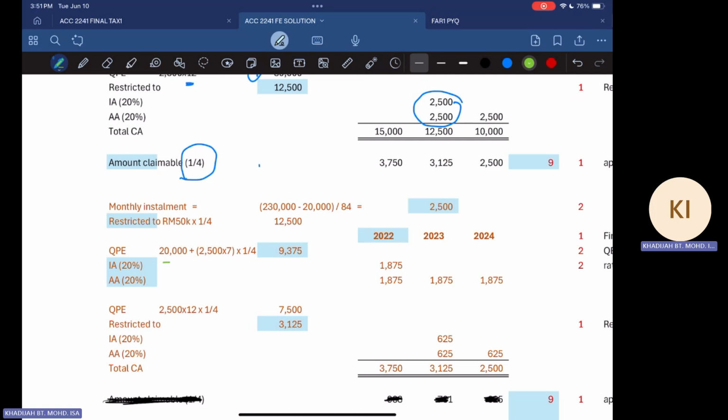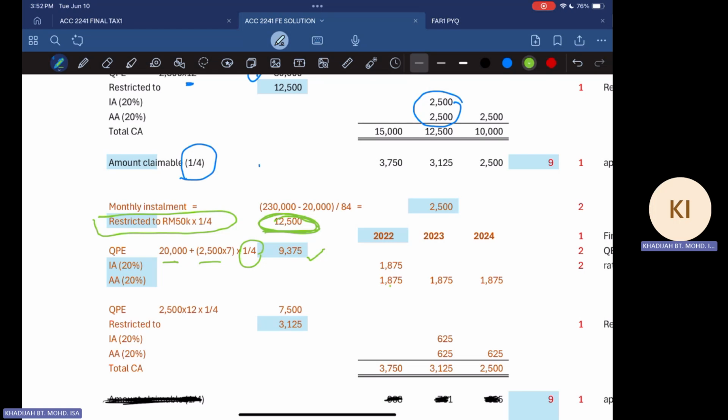So it's the same, 20,000 plus the 9 months. However, you times by 1/4 here immediately. But take note that the amount of restriction is 50,000 times by 1/4. So you have actually restricted the amount that you can claim from the very beginning. So from the 50,000, you can only claim 12,500 total qualifying expenditure. So in the first year, you have allocated 1/4, that is 9,375. Based on this amount, 20%, 20%, 20%, 20%.